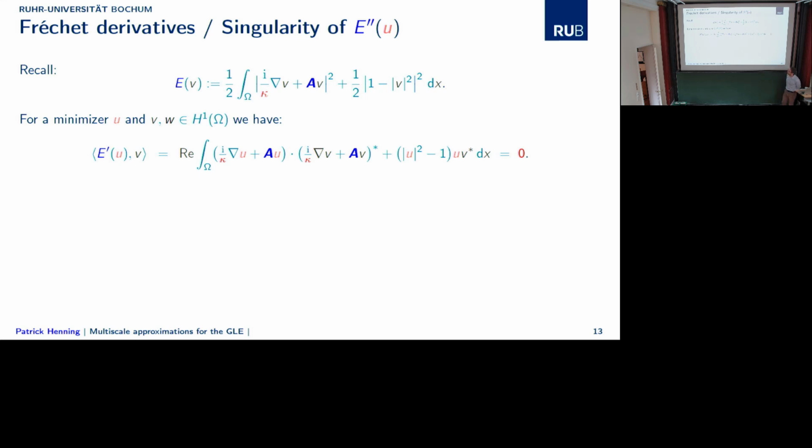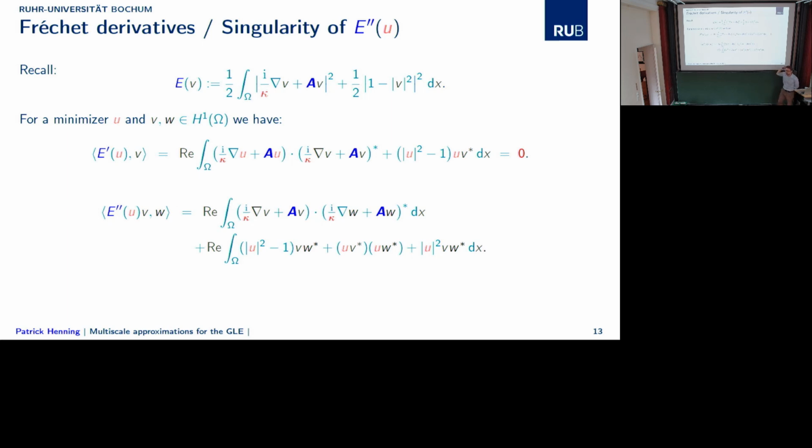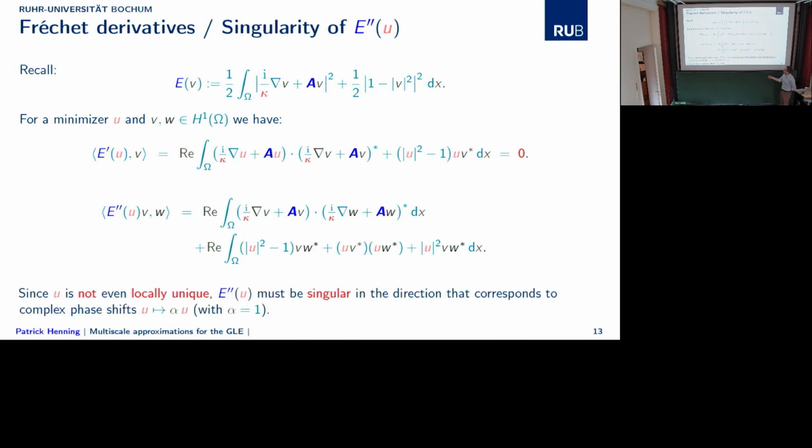And we can also compute the second derivative of the energy. You don't have to remember it. This is what you get. And since we have a minimizer, we know that the spectrum of that second derivative cannot be negative. Ideally, we would hope that the spectrum of this operator is positive, and we can exploit that and make a bilinear form based on that operator, which we can exploit in the error analysis. But we already know that it must be a singular operator because we don't have local uniqueness. So there must be an eigenfunction to the eigenvalue 0.